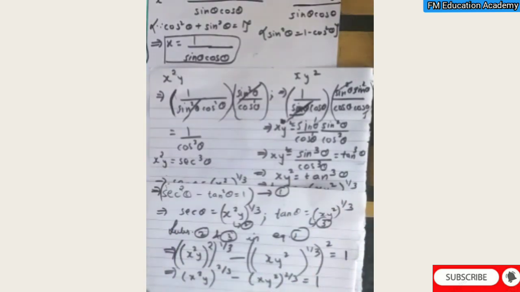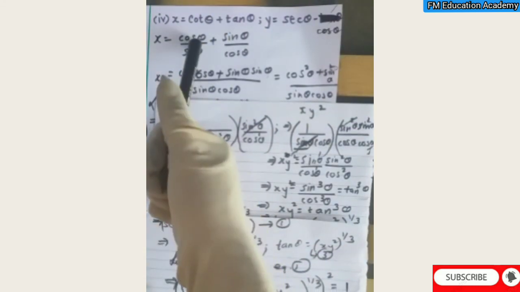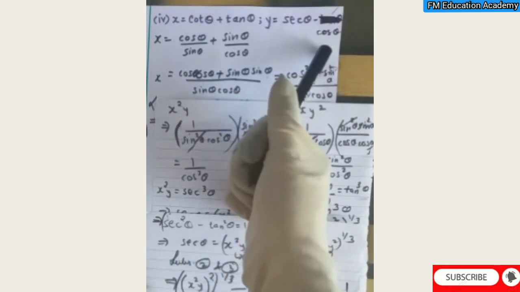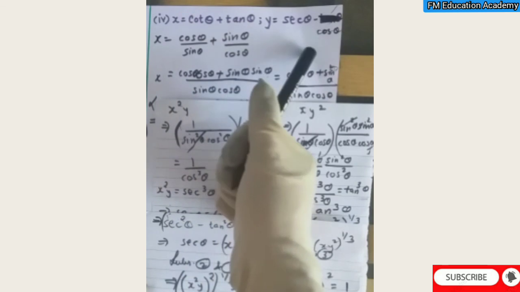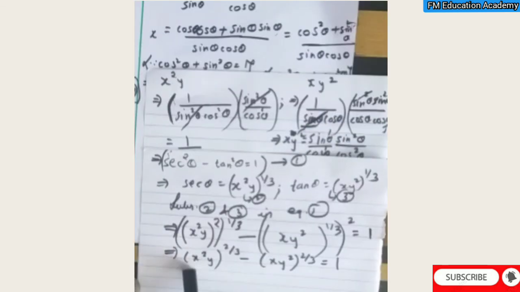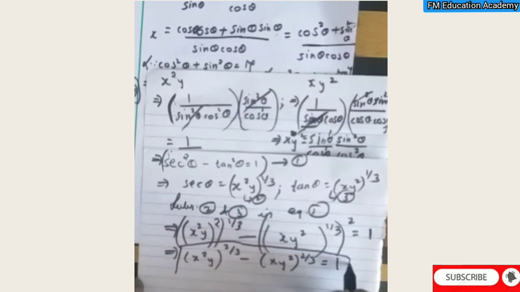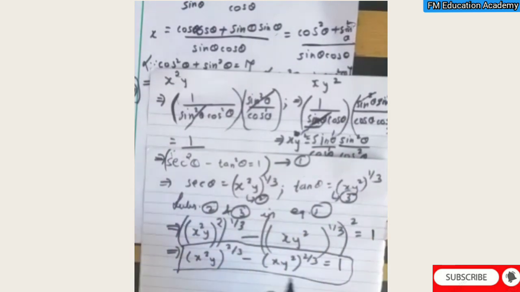So observe the question. In the question we had cot theta, tan theta, secant theta, cos theta. We had theta and we had to eliminate theta. So we have successfully eliminated theta, and this is our final answer. So we got the final answer as x square y whole power 2 by 3 minus xy square whole power 2 by 3 is equal to 1.